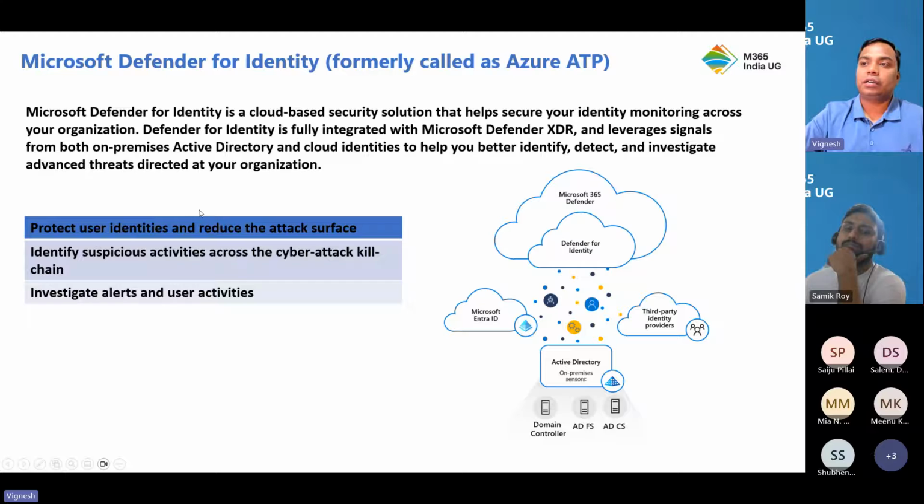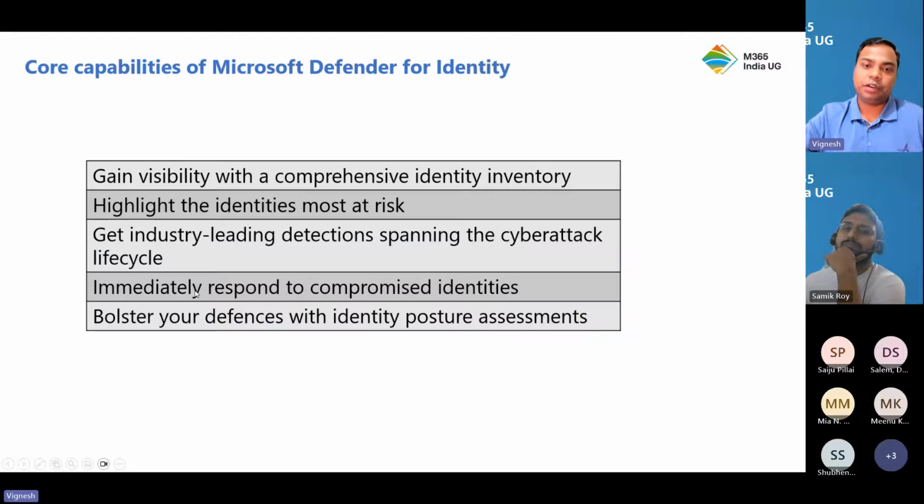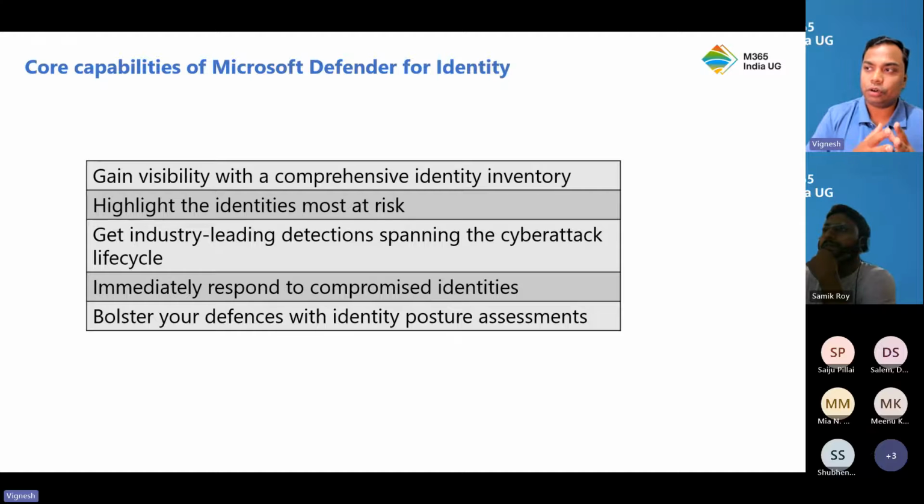And these are the core capabilities for Defender for Identity, which is going to help you to gain visibility with a comprehensive identity inventory, highlight the identities most at risk in your tenant, get industry-leading detection spanning the cyber attack lifecycle, immediately respond to compromised identities, and bolster your defense with identity posture assessments. So these are the core capabilities of Microsoft Defender for Identity.